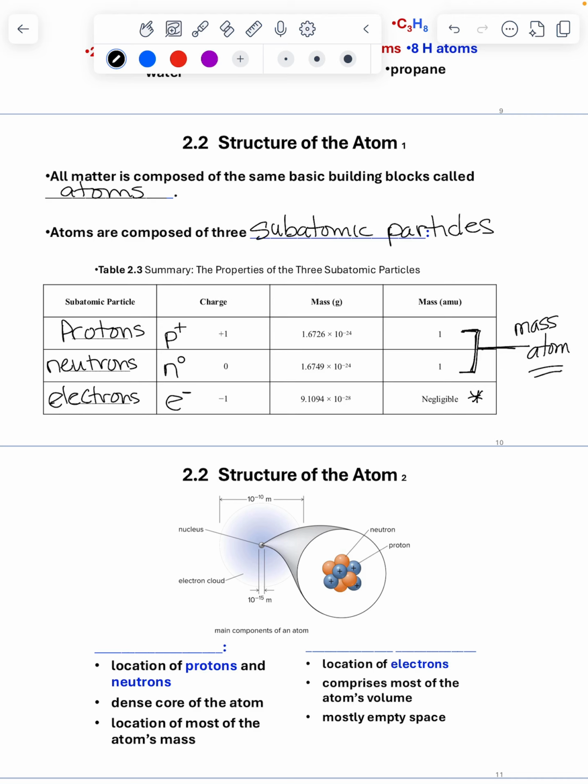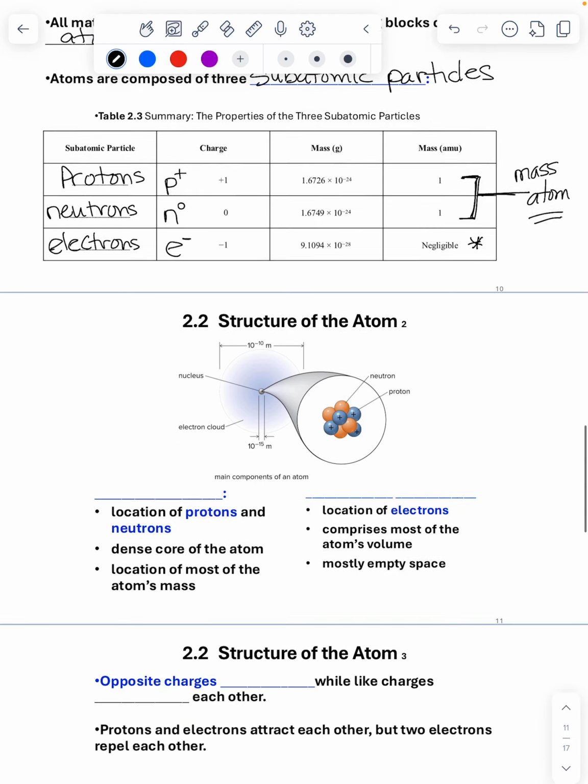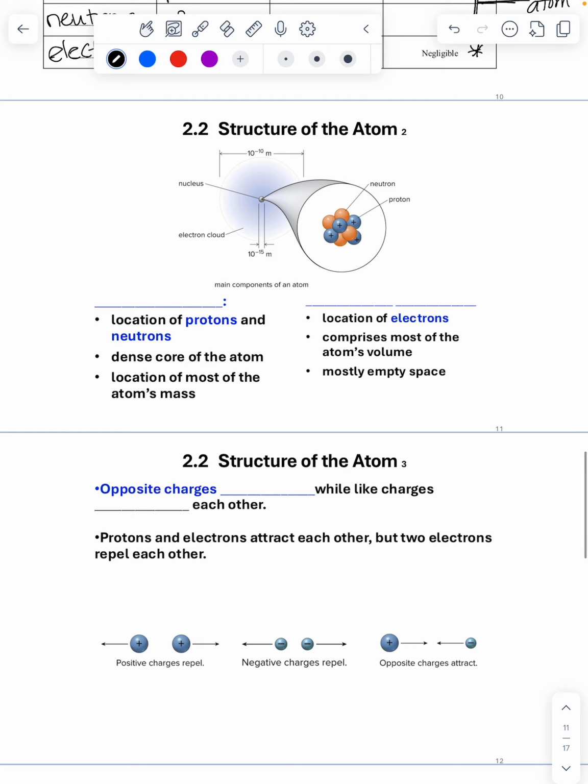So quickly we'll just review the structure of the atom. We know we have the nucleus. It's located in the center of the atom, and that's where the protons and the neutrons are. It's very dense, and as I said before, it contains most of the atom's mass. And then surrounding the nucleus, we have what's called an electron cloud. This is where the electrons are located. They make up most of the volume of the atom, and it's mostly empty space.